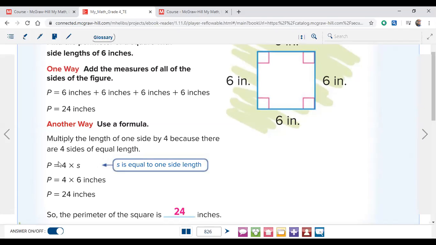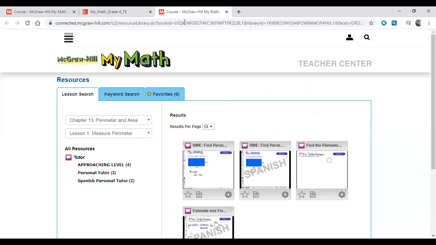4 means the number of sides of the square. S is the side length of the square. So I have the side length of this square is 6 inches. So I can write 4 times 6, which is 24. As you see here in this video, another one.